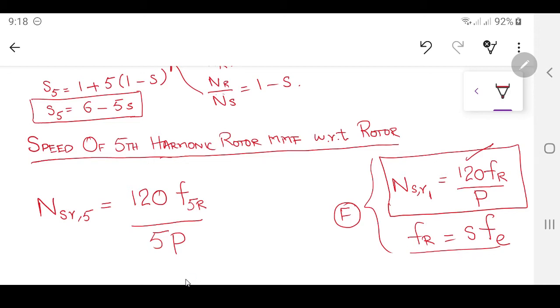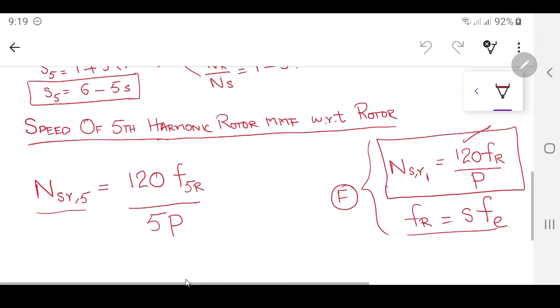Since the rotor also has a fifth harmonic, and I am trying to find the speed of that fifth harmonic rotor MMF with respect to the rotor, it is the same formula. The only thing that changes is F5R, or you can call it Fr comma 5. It's totally up to you, different books can have different nomenclature. In the denominator you will have 5p. Why? Supposing you had a 2-pole machine, for the fifth harmonic the number of poles increases by 5 times. Those who can't understand it, please go to lecture number 5b, where you can find why the number of poles increases.